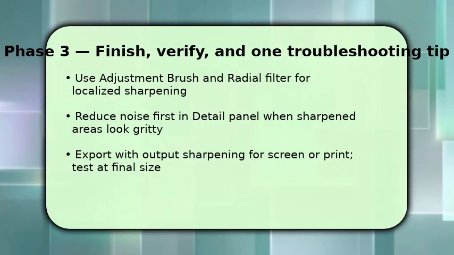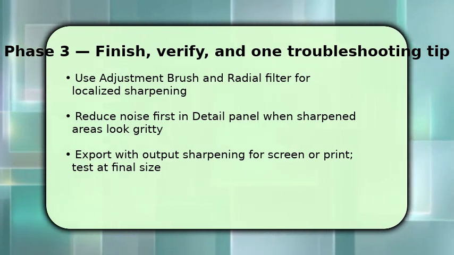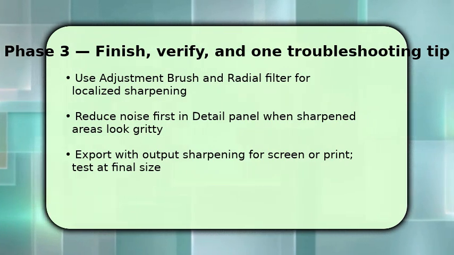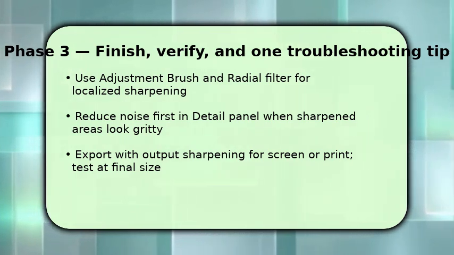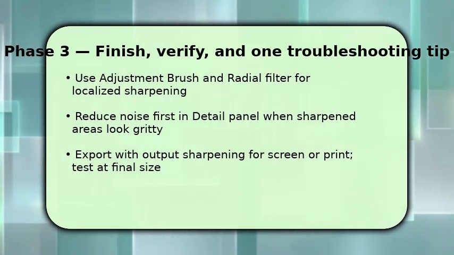Finish with local corrections. Paint with the adjustment brush set to sharpen, or add a high-clarity radial filter for subject emphasis. If those areas look grainy, back up and apply targeted noise reduction in the detail panel before sharpening again, because noise amplifies when sharpened.